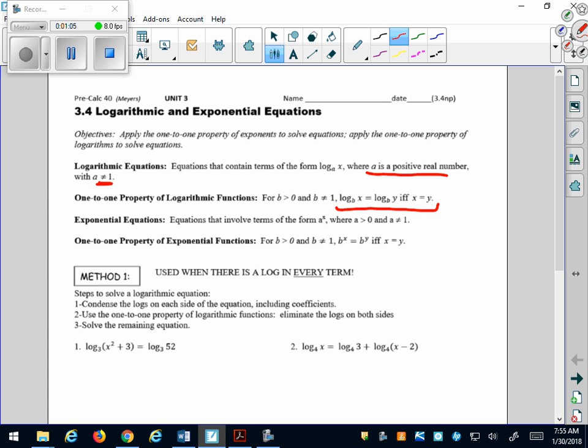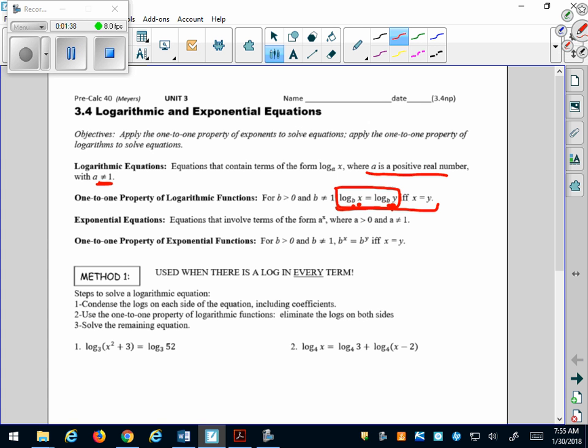It's basically saying if you have an equation with the same base, log base b of something equals log base b of something else, well, if they're both log base b, then x must equal y. Whatever this something is has to be the same as this something if they're equal to each other. Like I said, this will make more sense when we solve some problems.